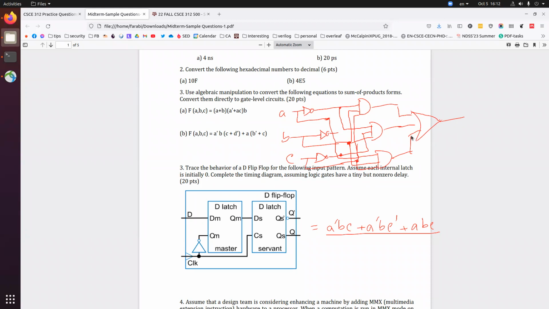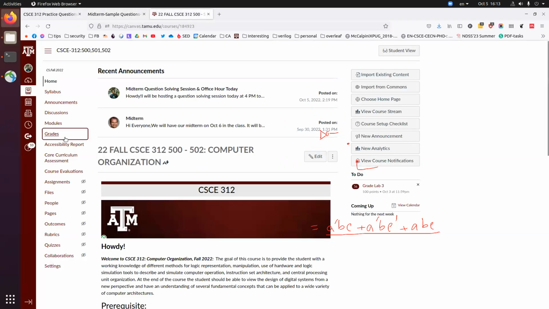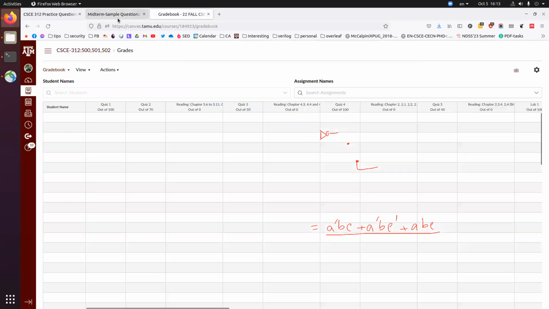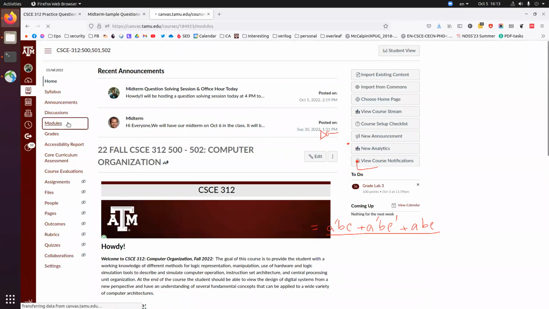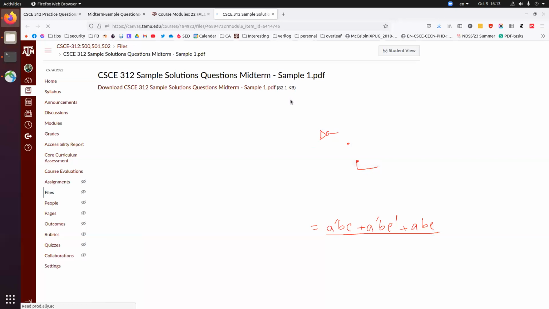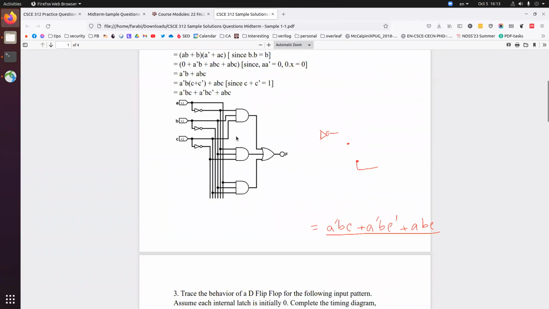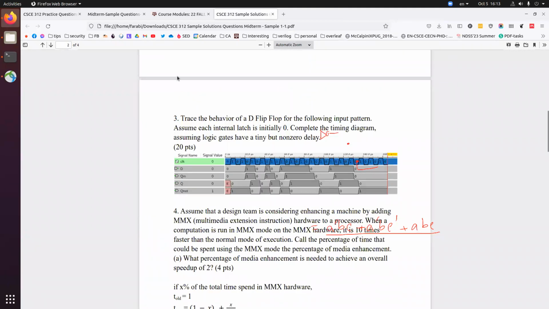Okay, so we can convert this directly. I guess this is the basic form of the circuit, and then let me get rid of the circuit for now. Let me maybe open the solution I already have, so it's easier for you. Okay, so this is the circuit here, and then the behavior of the D flip flop.